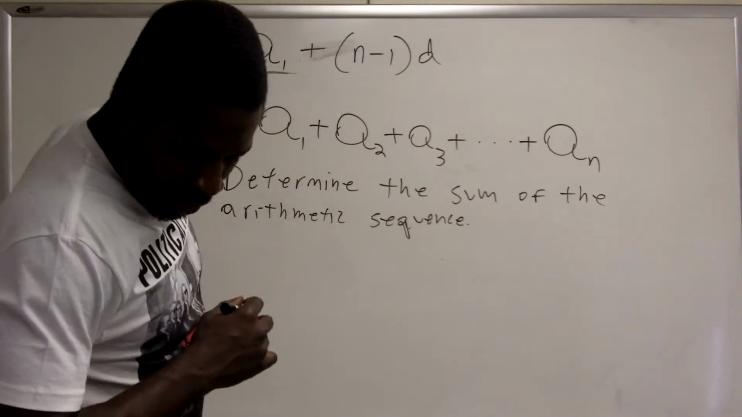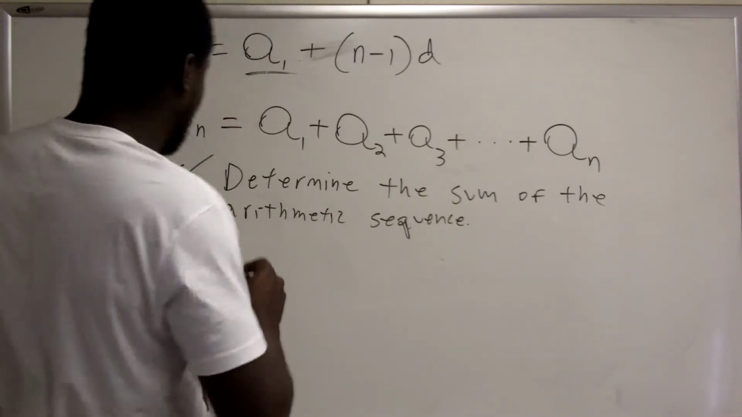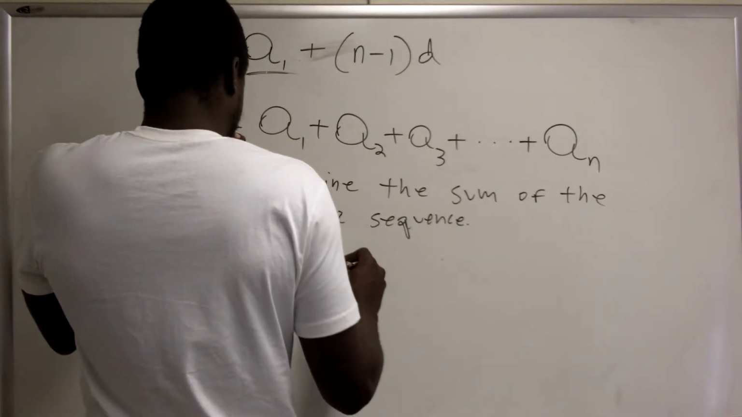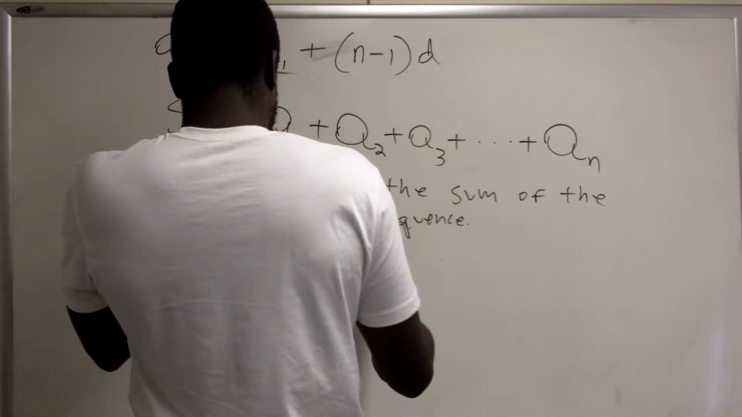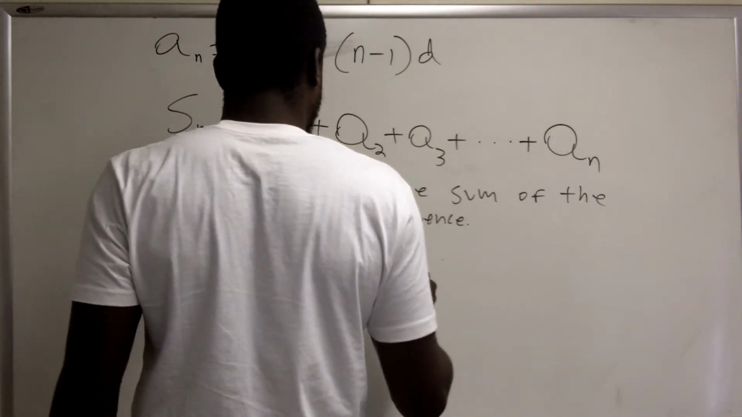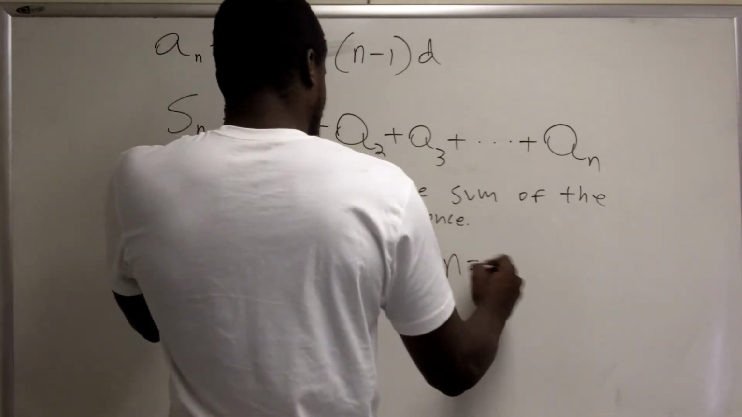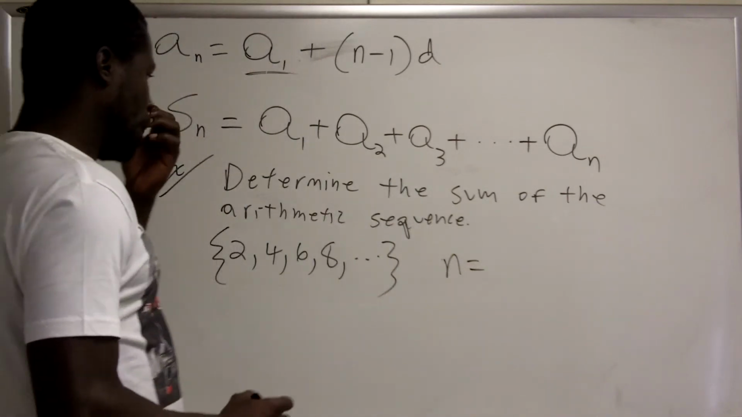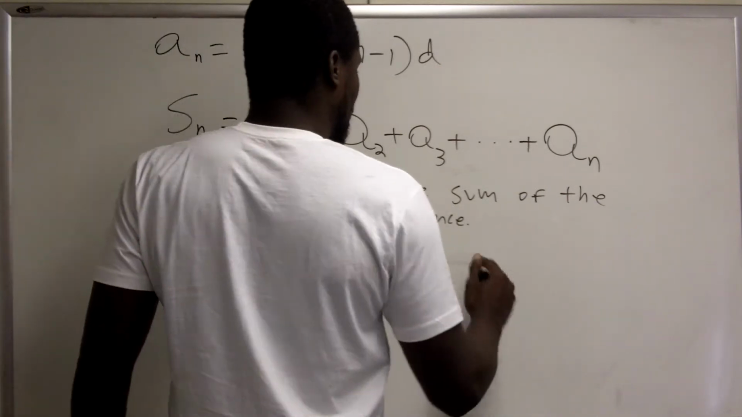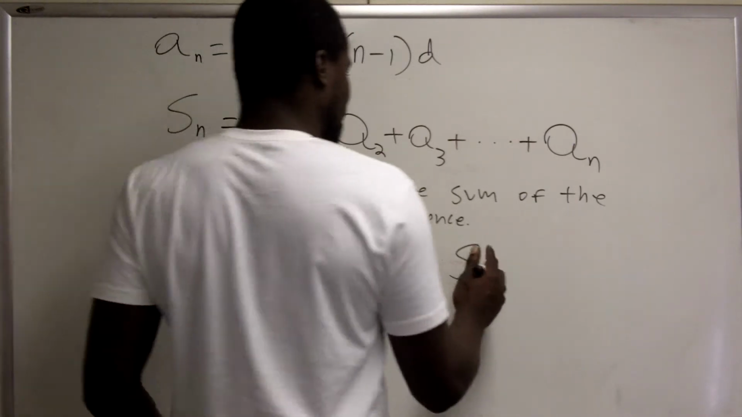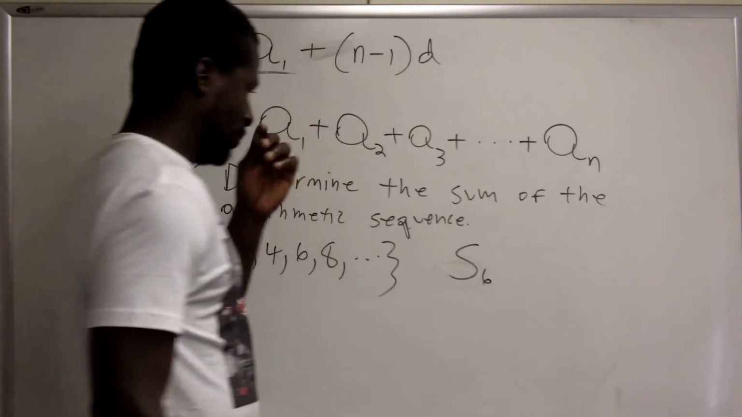So we're going to determine the sum of the arithmetic sequence, and here we go. 2, 4, 6, 8. It continues on in this fashion. This is the sequence, and I want to calculate the sum of the first, let's say, 6 terms.